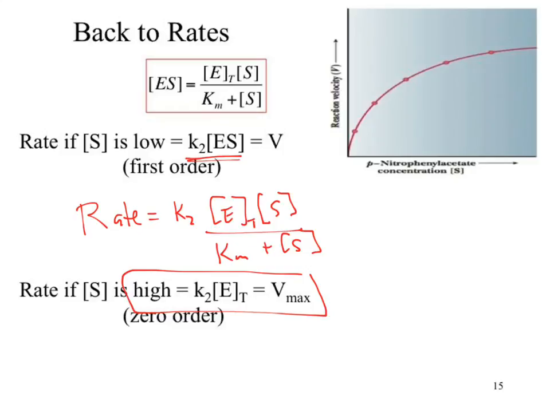And at high concentrations of S, what happens to our rate? Well, if we looked at our curve, what happened at high concentrations? It flattens out, and we achieve a maximum rate, and we can call that Vmax.